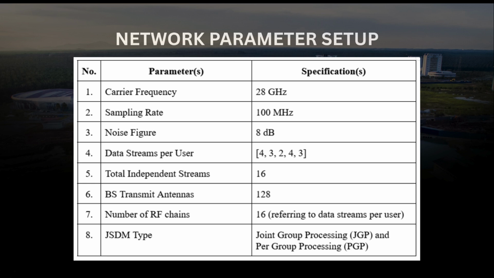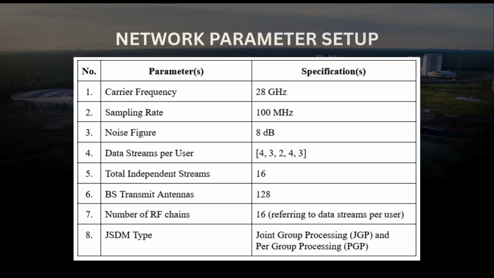For the base station transmit antenna, we use 128 antennas, which gives a stronger and more focused signal. For the data stream per user, we can see 4, 3, 2, 4, 3, 2, where 432 is group 1 and 432 is group 2. The data stream per user we can see for JSDM type later. So the total independent data is 16 and the number of RF chains is 16, referring to the data stream per user. For the JSDM type we choose two options: joint group processing (JGP) and per group processing (PGP).